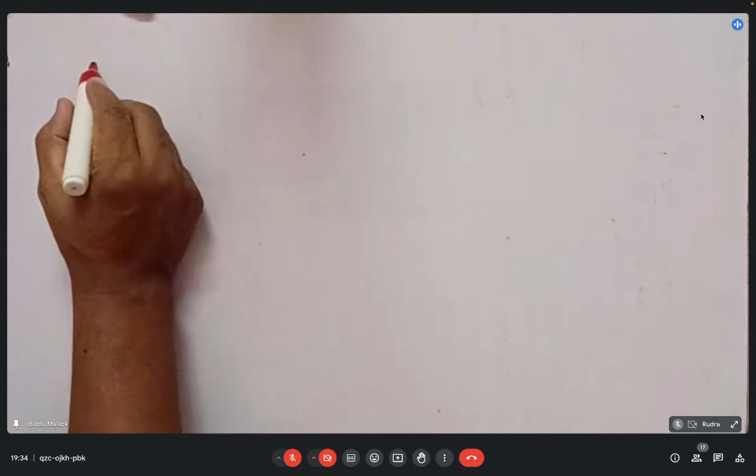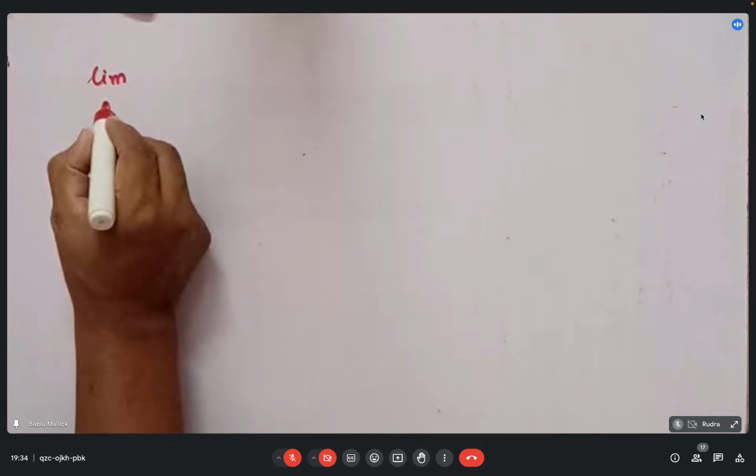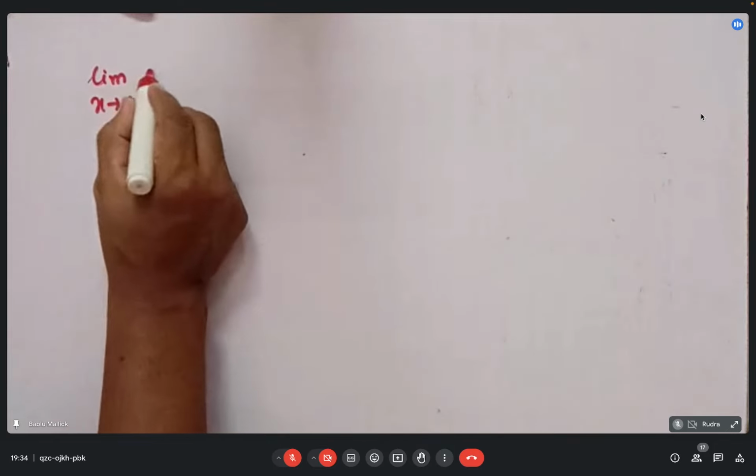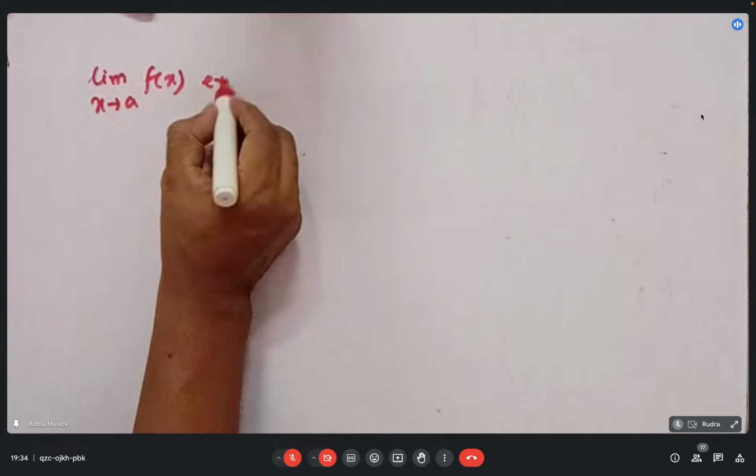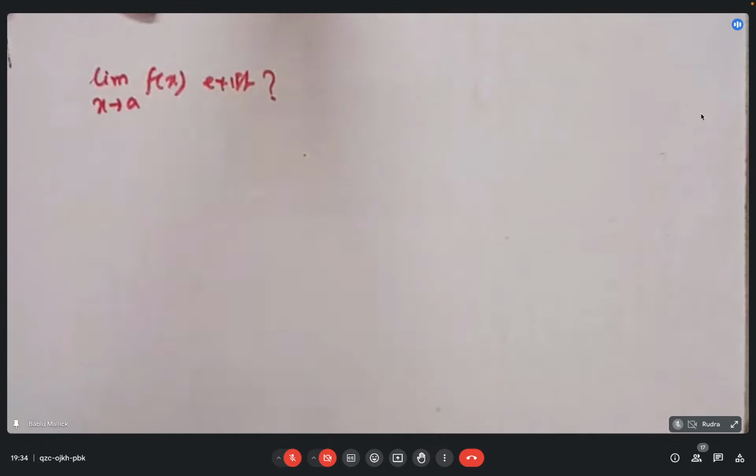This thing we have done in class 11-12. Limit x tends to a, does it exist or not? How can I check whether this exists or not? We have done two methods in class 11-12. We have done left hand limit, we have done right hand limit. If left hand limit is equal to right hand limit, then we shall say limit exists.